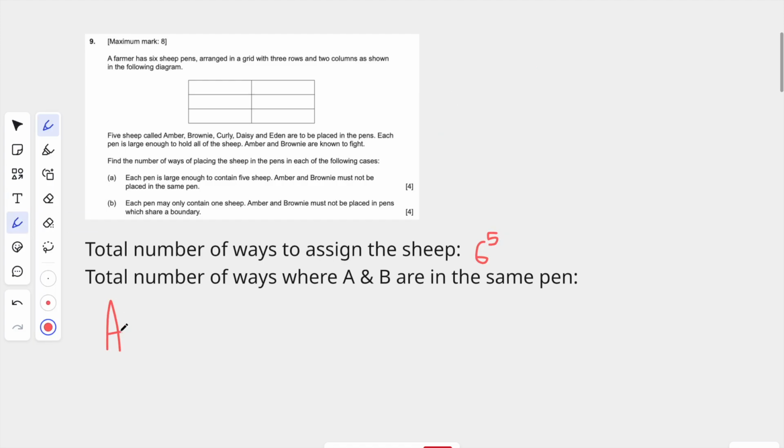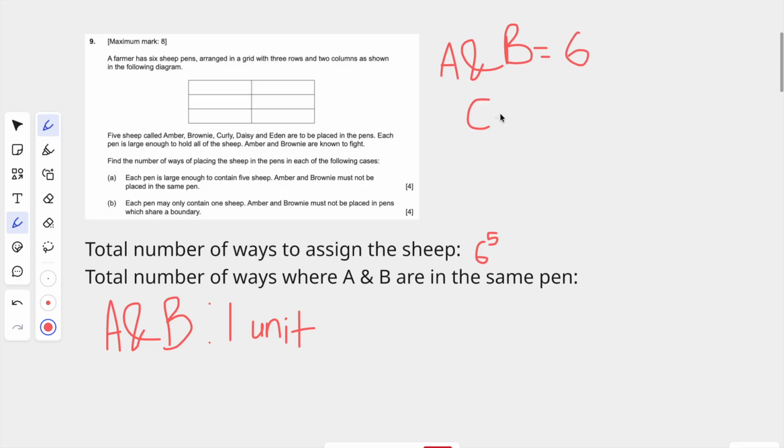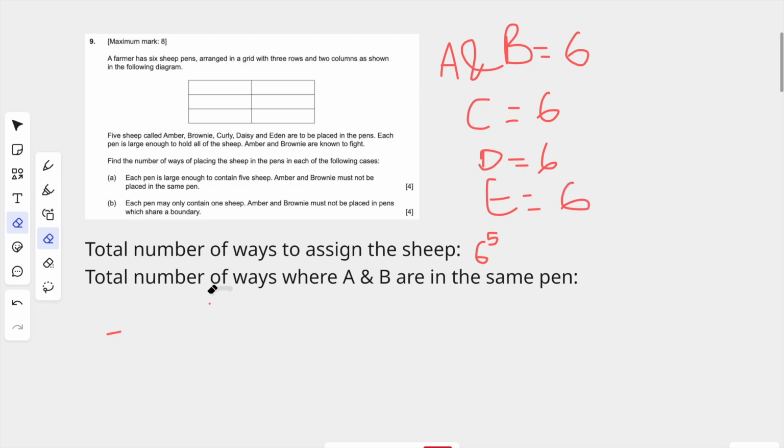Now, we need to find out the total number of ways in which Amber and Brownie are in the same pen. If we assign them into one pen, there are 6 possible pens both of them can be assigned to. As for the other 3 sheep, they are still independent, so the total number of ways for those 3 sheep to be assigned would be 6 times 6 times 6. As we are considering A and B as one unit, given they are to be assigned to the same pen, we would need to multiply the 6 possible options for A and B with the 3 other sheep, meaning we have 6 times 6 to the power of 3, yielding 6 to the power of 4, which represents the total number of ways to assign the sheep with the restriction that Amber and Brownie are in the same pen.